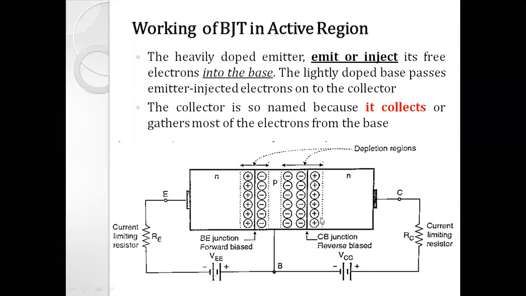So when we provide such a supply to the BJT, the BJT works in the active region. What happens inside the BJT while we bias the emitter base junction with the VEE and the base collector junction with the VCC?